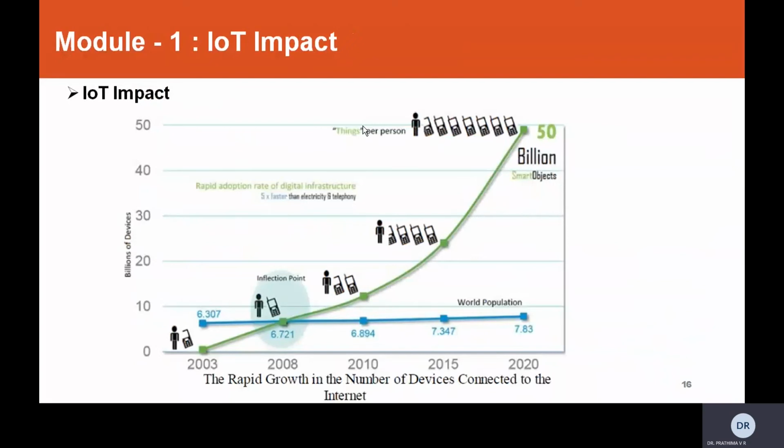And we can see from this slide there is a rapid growth in the number of devices which are connected to the internet. We observe the transition from 2003 to 2020. The number of connected devices per person was low in 2003, and it had a rapid adoption rate as there was a race with digital infrastructure, and this digital infrastructure was 5 times faster than electricity and telephony. That has given a tipping point to the things per person. Today, we are crossing more than 50 billion smarter objects, and the things per person which are connected are larger.